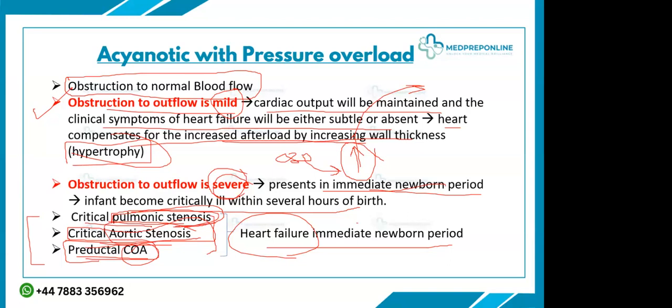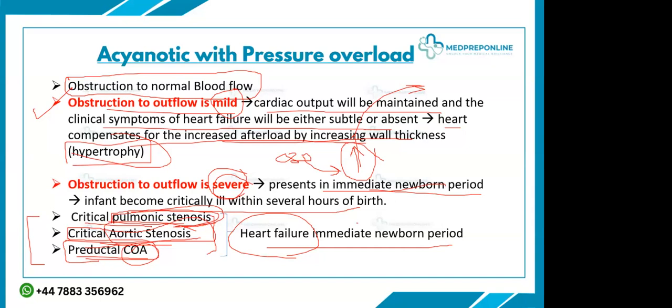I know, ma'am, that a critical aortic stenosis neonate presents with severe heart failure. Yes. Critical aortic stenosis presents with severe heart failure. It will not be cyanotic. The cyanosis that comes in critical aortic stenosis is secondary to the heart failure. Basically, that's not a cyanotic congenital heart disease. It's only the critical aortic stenosis which has severe obstruction.